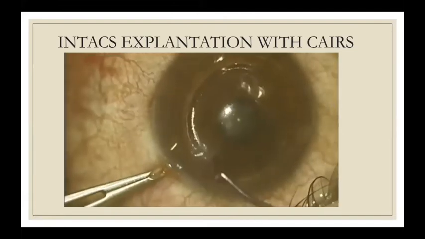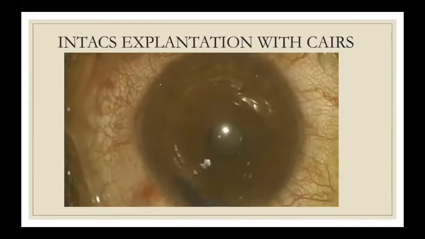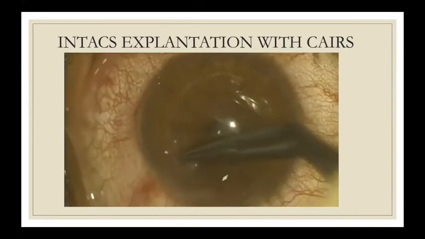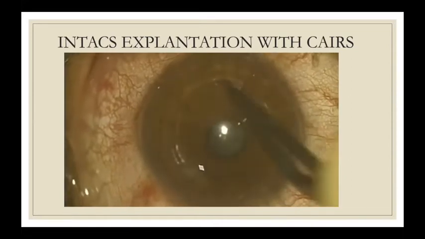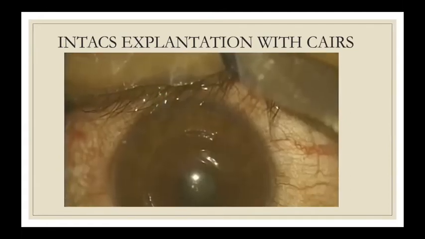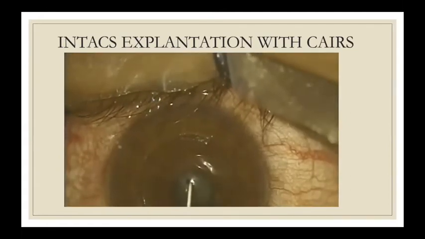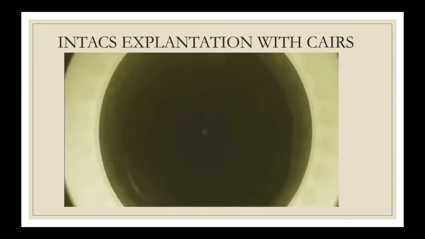So here's the intacts that's just been explanted. It was, I think, about a 6 or 7 year old intacts. I don't remember that exactly, but however, that's been explanted. And now what we do is we make a fresh femtosecond laser assisted tunnel at about 50% depth. The intacts, of course, was at 80% depth, and the intacts was a 6 millimeter optic zone. So we've created a femtosecond channel with a 4.5 millimeter optic zone for the CAIRS.